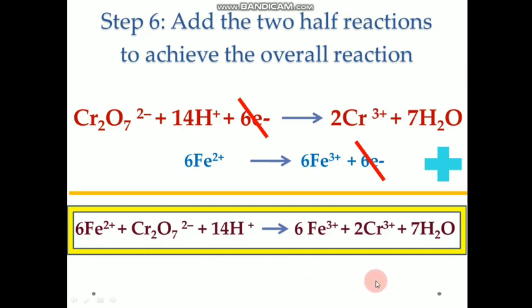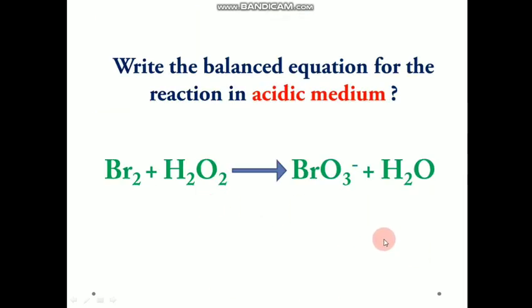Using the same method, you need to solve this also. Write this as a balanced equation using the half reaction method, in acidic medium as well. So do this and submit.